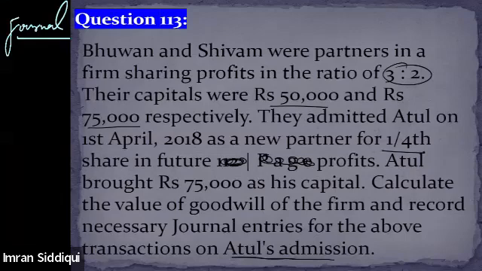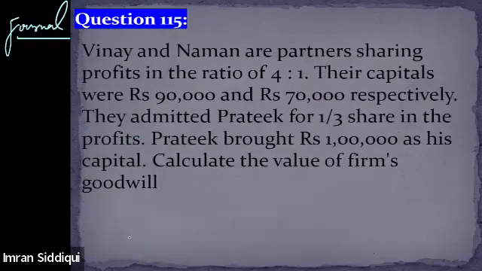Since both of you got the same answer, I don't have to solve this question. Anyways, moving on to the next question, question number 114. Vinay and Naman are partners sharing profit in the ratio of 4:1. Their capital is 90,000 and 70,000 respectively. They admitted Pratik for 1/3 share in the profit. Pratik brought 1 lakh as his capital. Calculate the value of the goodwill of the firm.